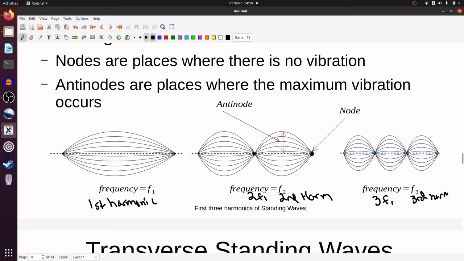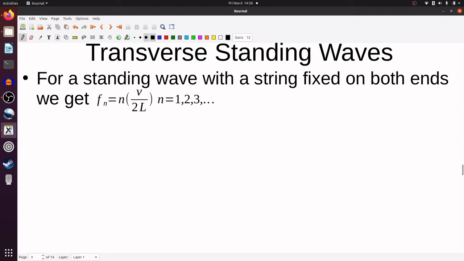Now, why are we learning about harmonics? Because there are equations for this. Transverse standing waves. For a standing wave with a string fixed at both ends, such as the one I showed you in the PhET simulation, we get F_n equals n v over 2L, where n is a positive consecutive whole number, an integer.